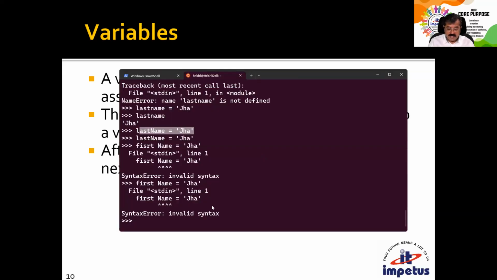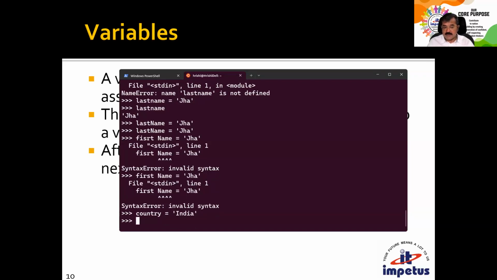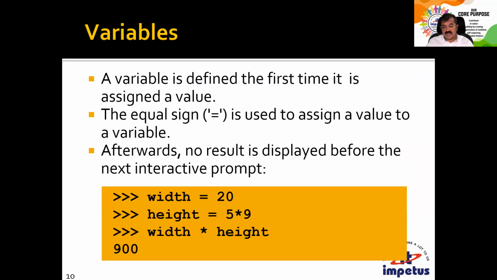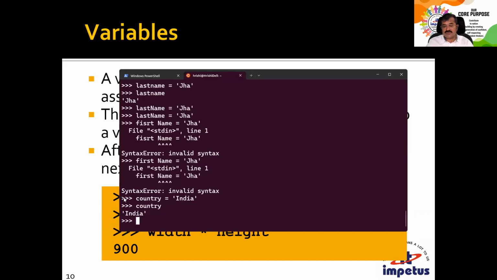It means I create a variable called country, which is equal to India. So country is the variable name, and the value is India. Nothing was displayed because the variable has just been created. Now if I want to print the value of the variable, I say country, and it gives me the value India.